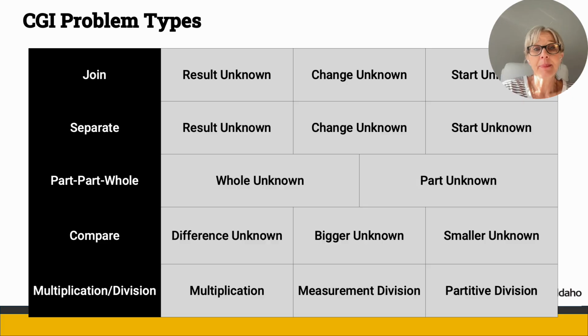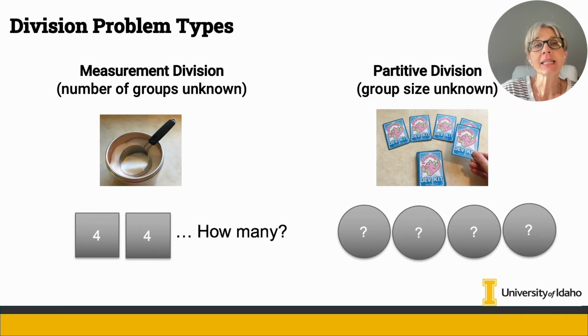So just to recap, these are the different CGI, cognitively guided instruction, problem types. You have joining with its subtypes, separating with its subtypes, part, whole, compare, and then multiplication and division. Let's go into a little more detail on these 2 problem types.